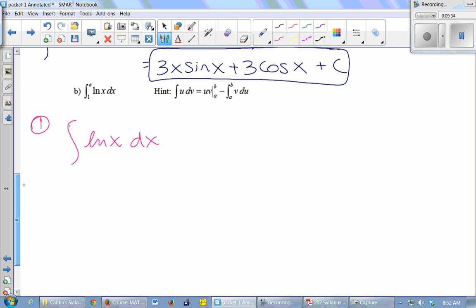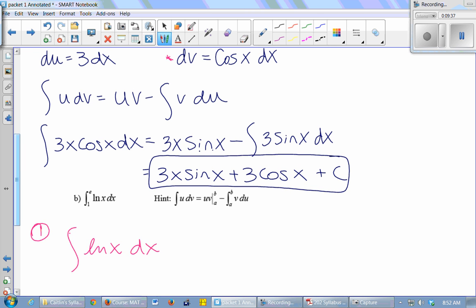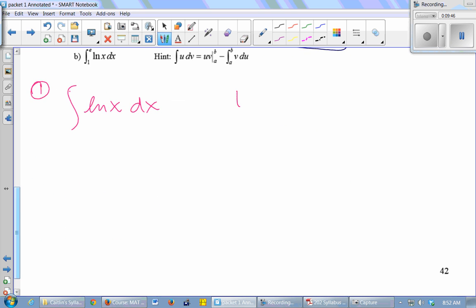So I have to choose a u and a dv, right? This is my formula, the integral of u times dv. If I can set it up to look like that, I can use this handy formula. So I have to choose a u, and I have to choose a dv. When you choose u, you have to be able to take its derivative, right? When I choose u, I need to be able to take its derivative. And when I choose dv, I have to be able to take its antiderivative.